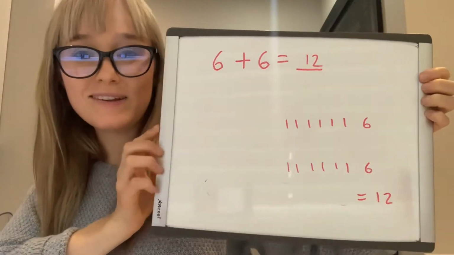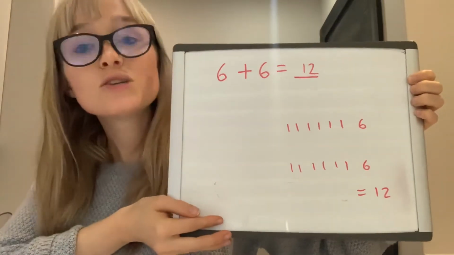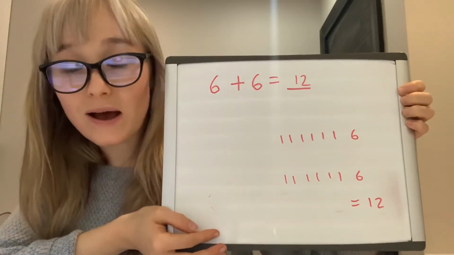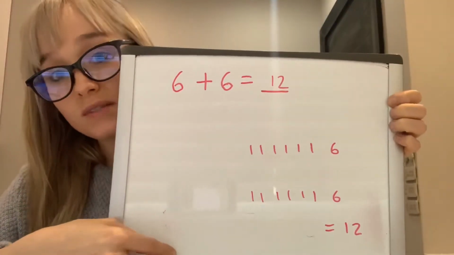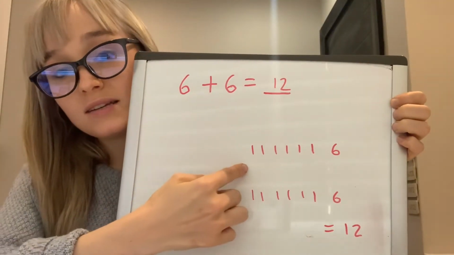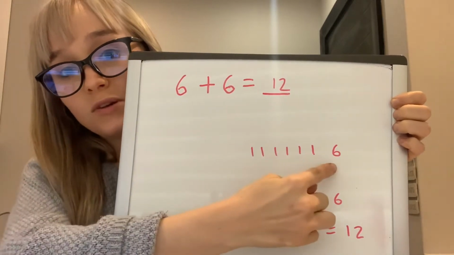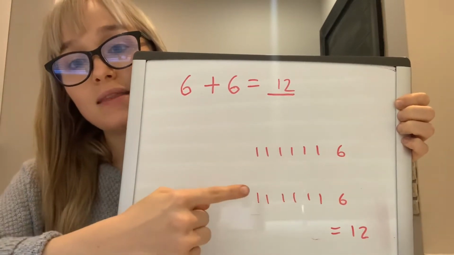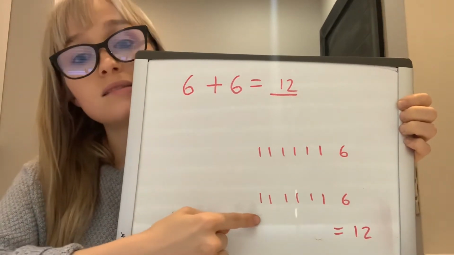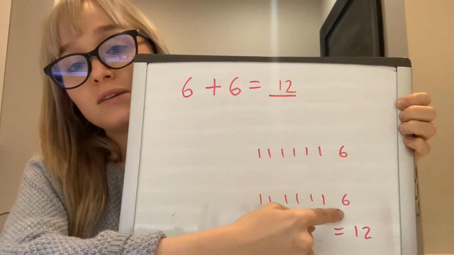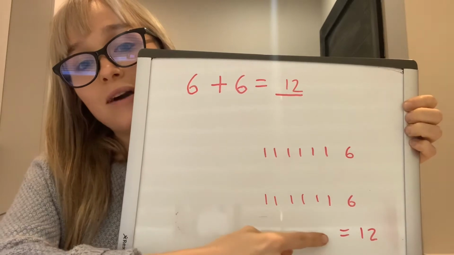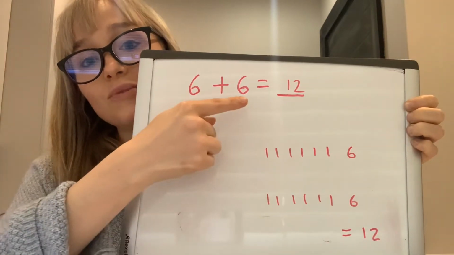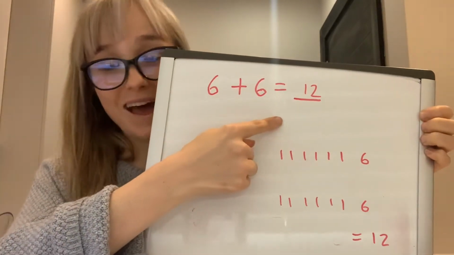Beautiful work. Look at Clarissa's whiteboard. She has worked this answer out correctly. Clarissa chose to count using ones. She did 6 ones and she wrote 6 at the end of them. And then she plussed another 6 ones and she wrote a 6, and then she counted all of them and she worked it out that it was 12. And then she wrote 12 on her answer line.